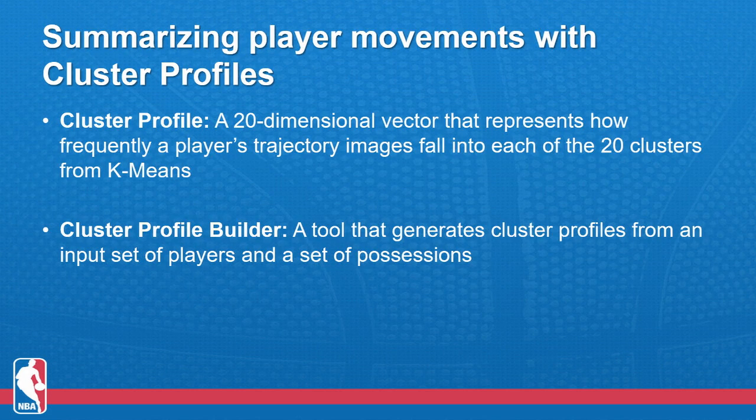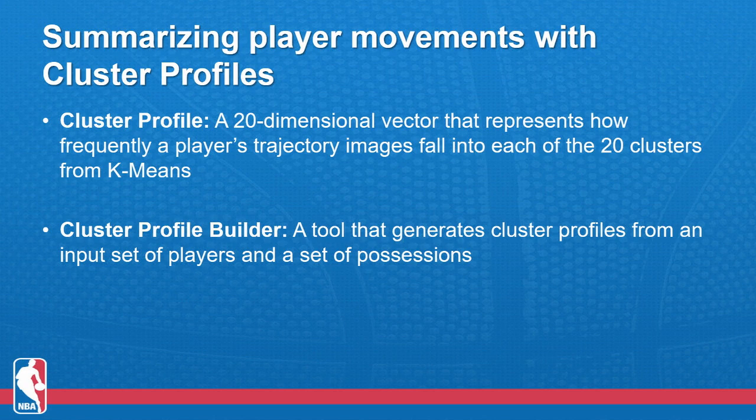A cluster profile is a 20-dimensional vector that represents how frequently a given player's movements or trajectory images fall into each of the 20 clusters from k-means. For example, during the 2015-2016 season, over 20% of Andre Drummond's movements fell into cluster 1, which is a movement from the top of the key to the right block.